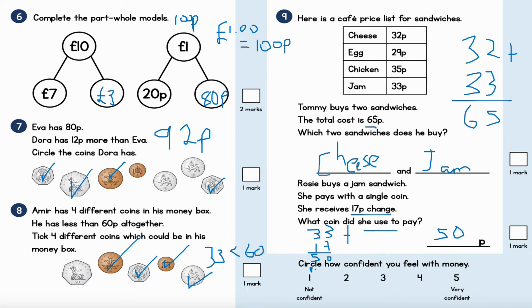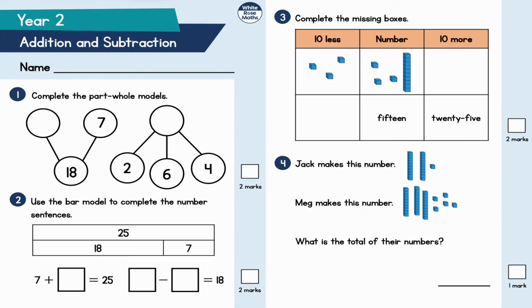Right, guys, so that is the end of the money section. So please do go ahead and circle how confident you feel with money now on a scale of 1 to 5. Okay, we're now looking at year 2, addition and subtraction.